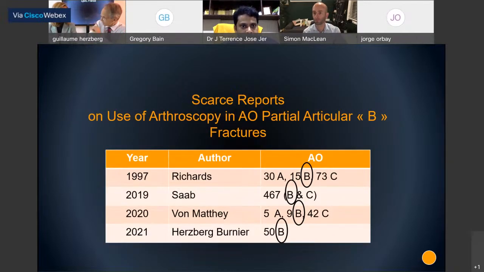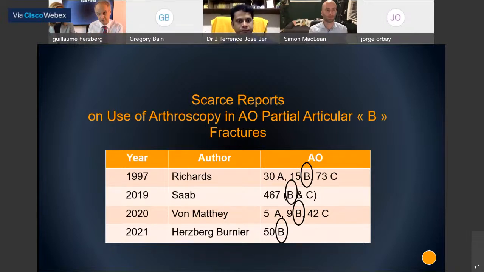So it's surprising that there are very few reports about the use of arthroscopy in B fractures. And we wrote very early, about 10 years ago, that a B fracture was a transitional form to a fracture dislocation. If you think of this, it's very clear. The B3 fractures are a variant of radiocarpal volar dislocation, and the B2 is a dorsal dislocation.